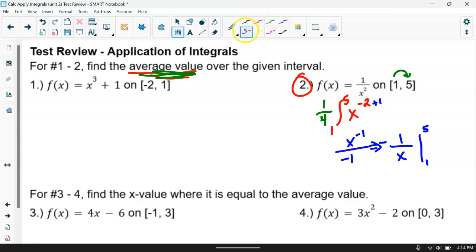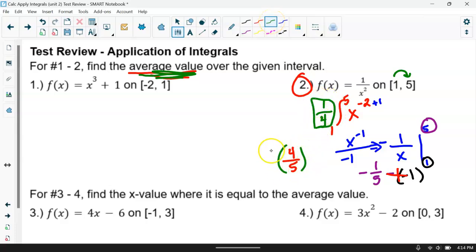So here, when you substitute 5, remember this is -1 over x, or -1 over 5. Then minus, now substitute 1. This is -1 divided by 1, which is -1. So that's why notice here we've got to add 1 to -1/5. That's how we get 4/5. But then don't forget, we're finding the average value. So then multiply by 1/4. So that's why the average value here is 1/5.